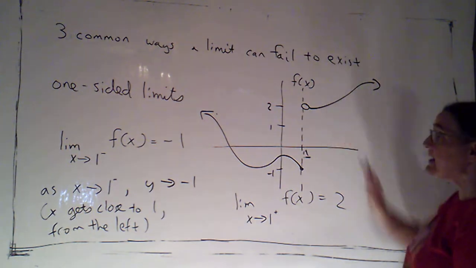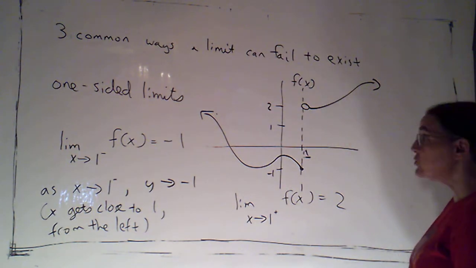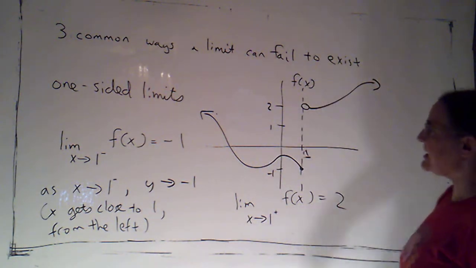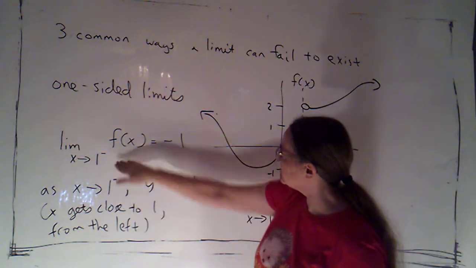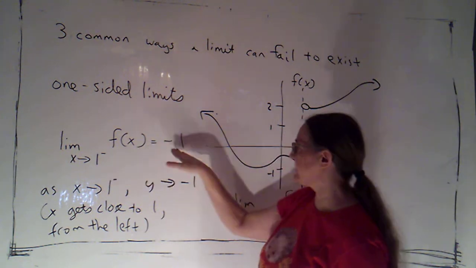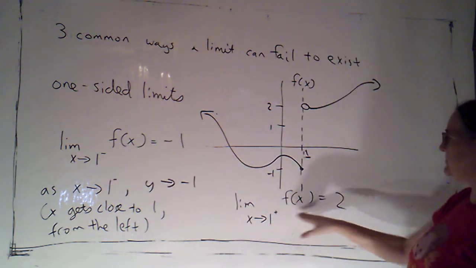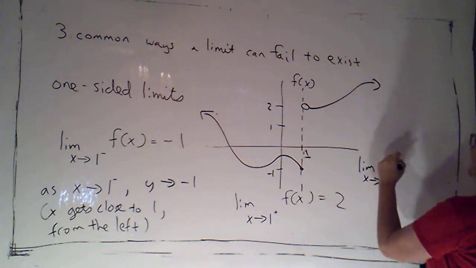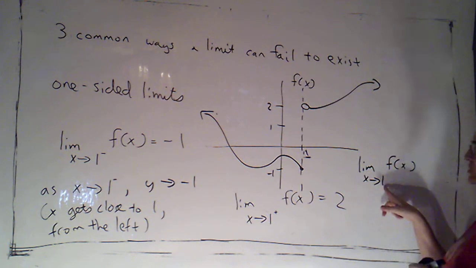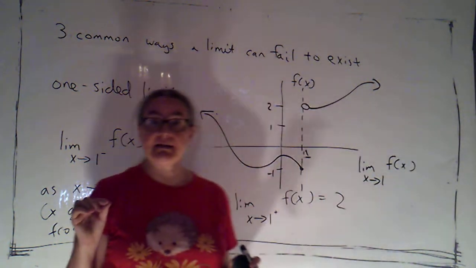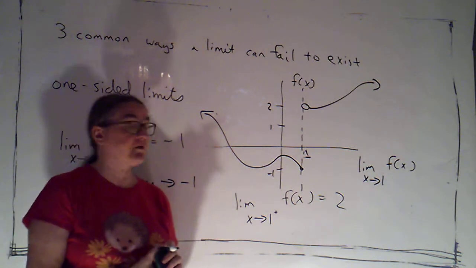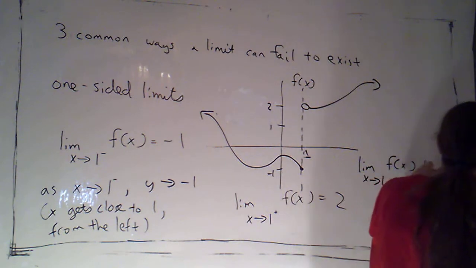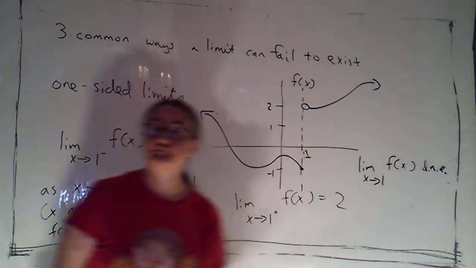Now, I can take one-sided limits even when two-sided limits exist. But here, if I write this notation, the limit from the left, that's -1. If I use this notation, the limit from the right, that's 2. If I just write the limit as x goes to 1 of f of x, with no superscript to indicate that I'm coming from one side or the other, it's understood that that's a two-sided limit, and so this would not exist. Okay.